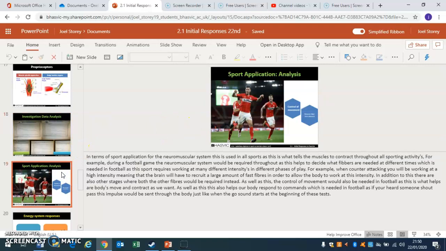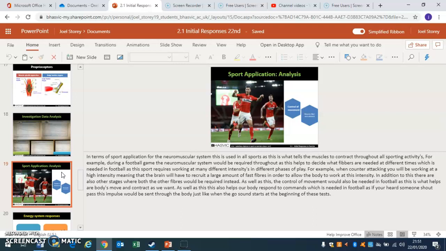In terms of sport application for the neuromuscular system, this is used in all sports, as this is what tells the muscles to contract throughout all sporting activities. For example, during a football game, the neuromuscular system would be required throughout, as this helps to decide what fibres are needed at different times, which is needed in football, as this sport requires working at many different intensities in different phases of play. For example, when counter-attacking, you will be working at a high intensity, meaning the brain will know to recruit a large amount of fast fibres in order to allow the body to work at this intensity.